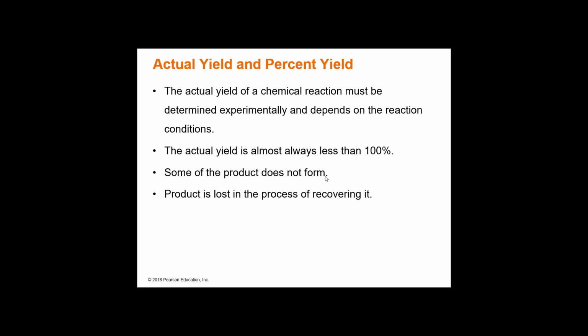Okay, so the actual yield of a chemical reaction must be determined experimentally and depends on the reaction conditions. So this is what would be when we're crossing over to chemistry in the lab: what is actually produced in the lab.